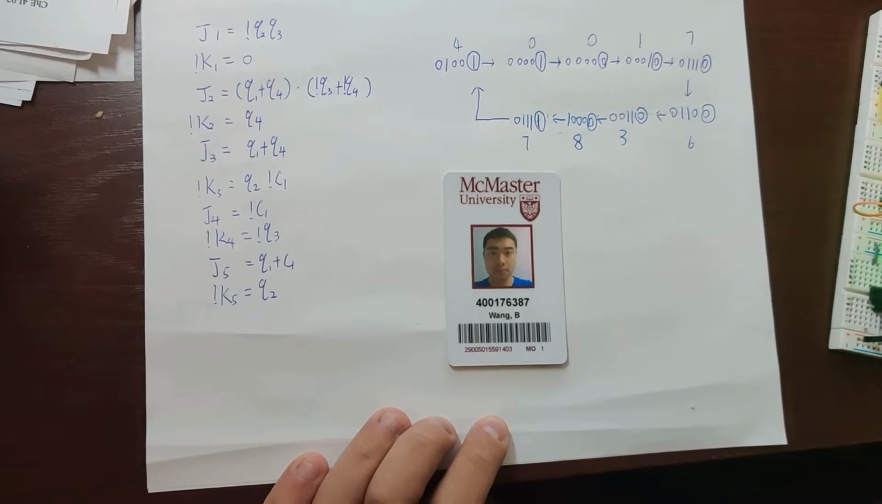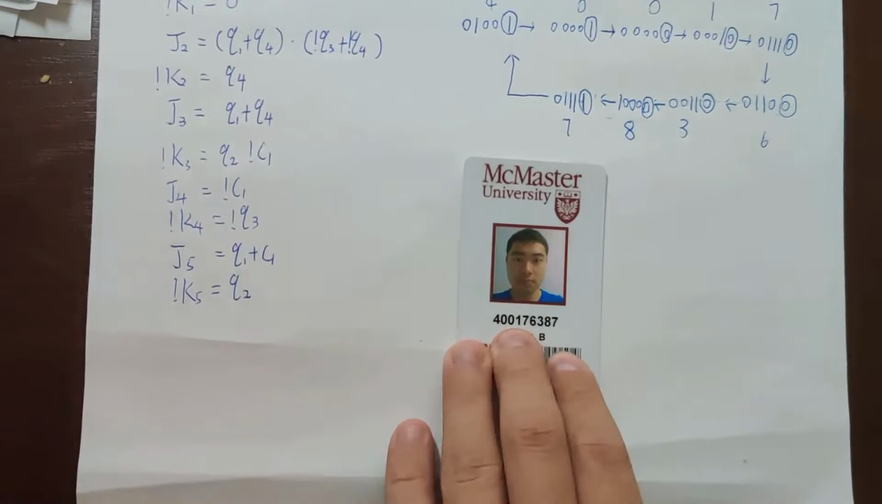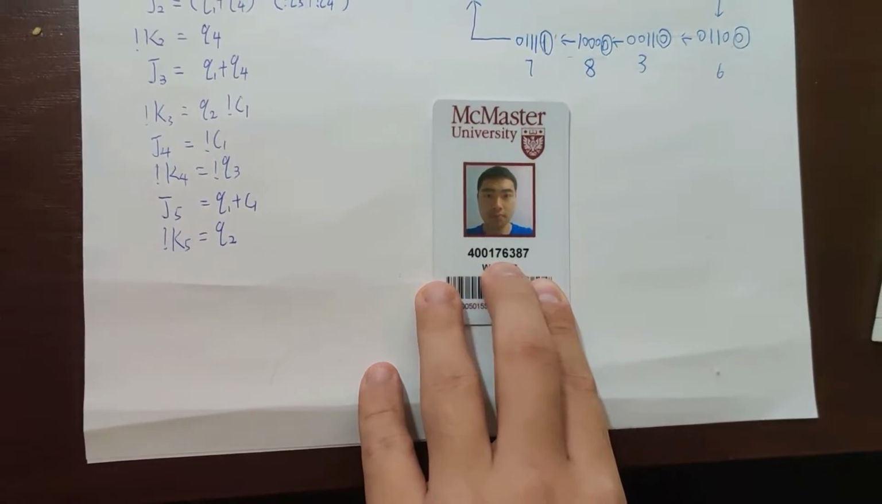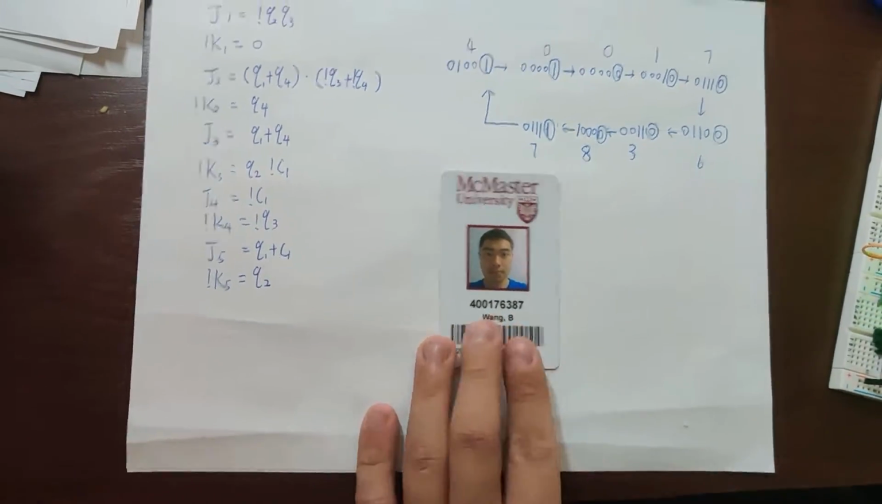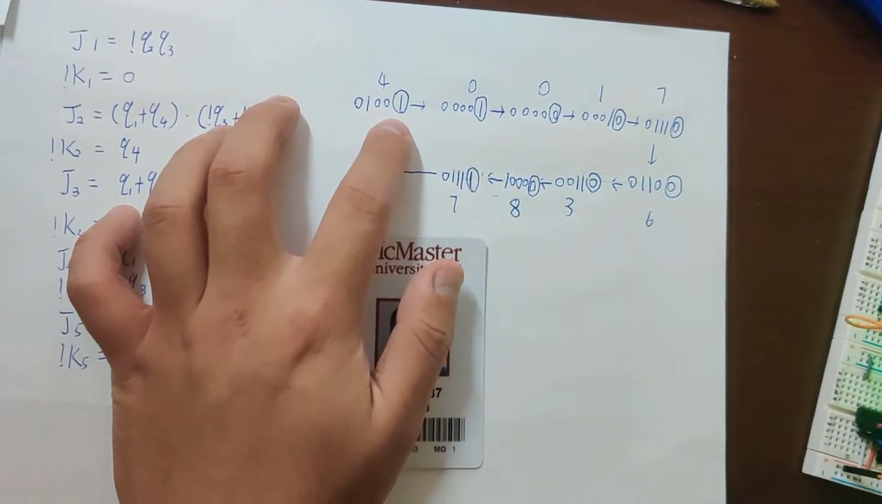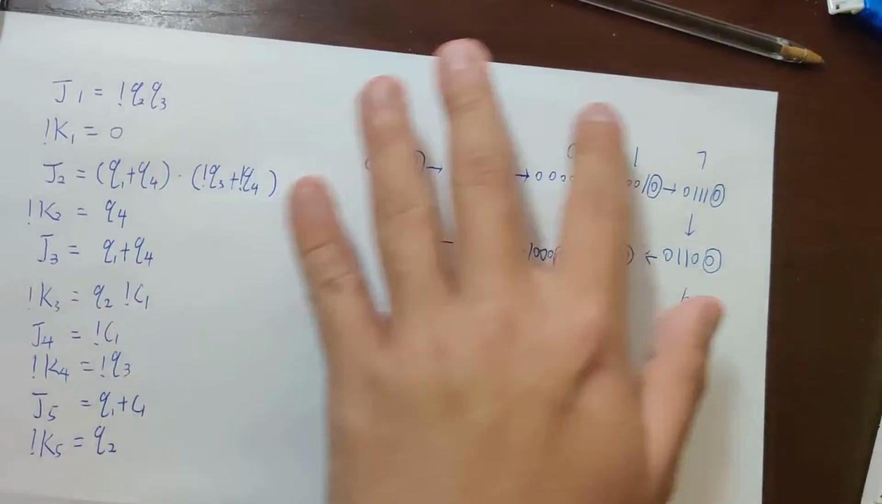Okay, so this is the design project. My project is basically circulating my student number, which is 400176387. So I have to duplicate 0 and duplicate 7. I basically just use one counter. In this way, I'm just making a 4-bit binary digit to represent it. So this is my circulation.